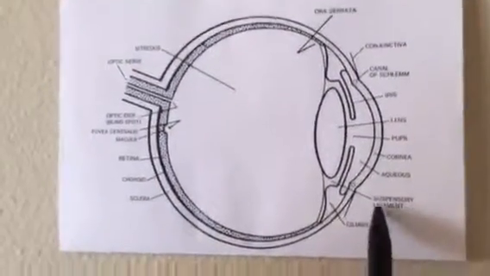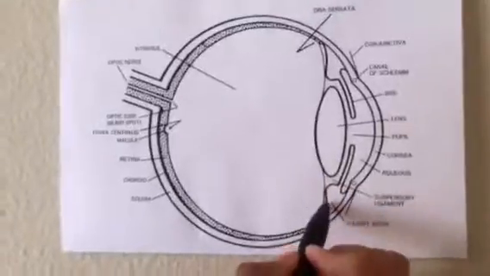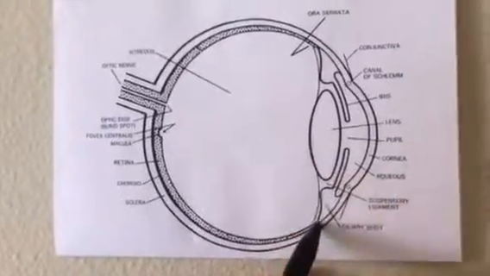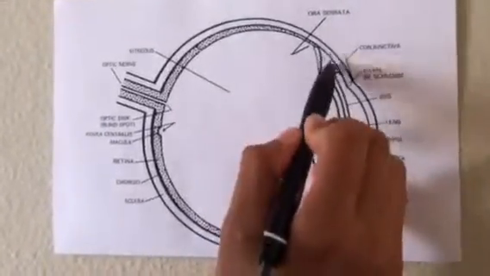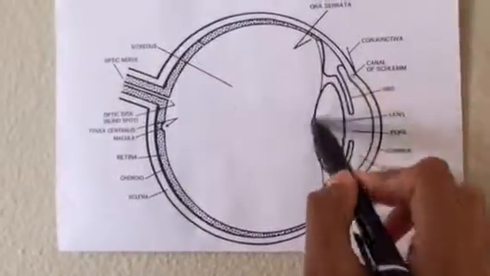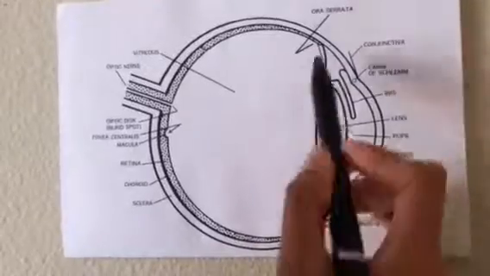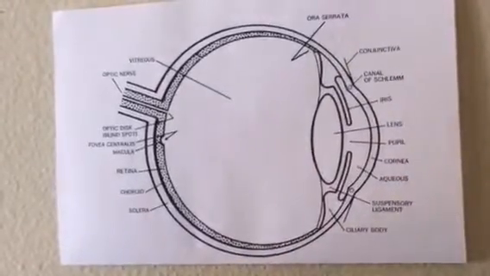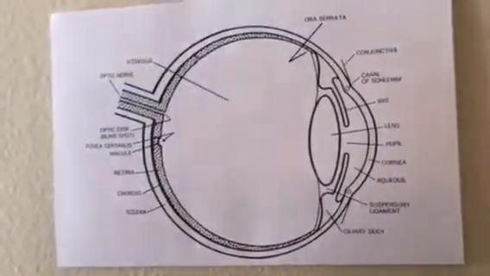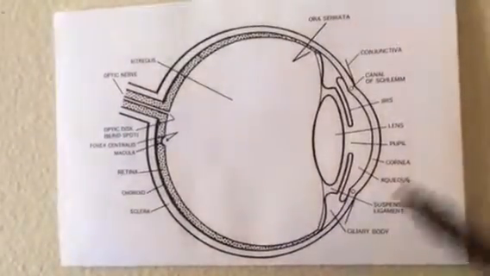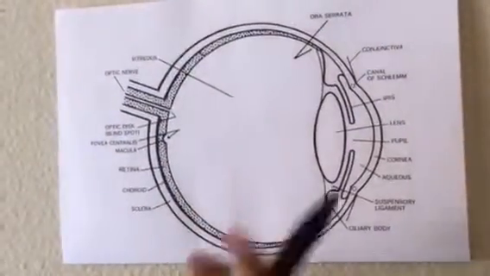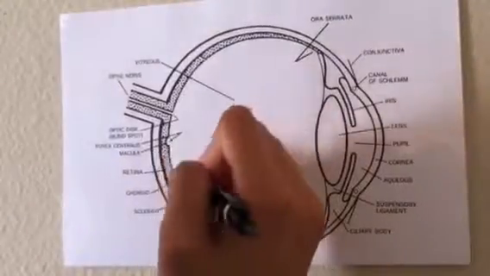Then we have the suspensory ligament, which connects the ciliary body muscles to the lens. And the ciliary muscles right here help give the lens the curvature needed as the light comes through in order for it to come to the back of the eye.